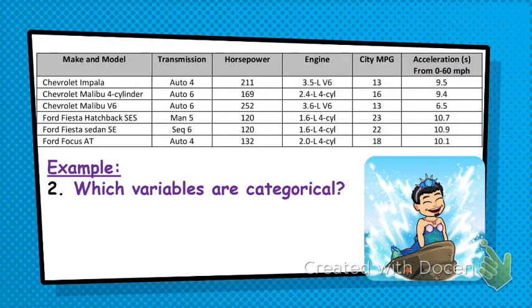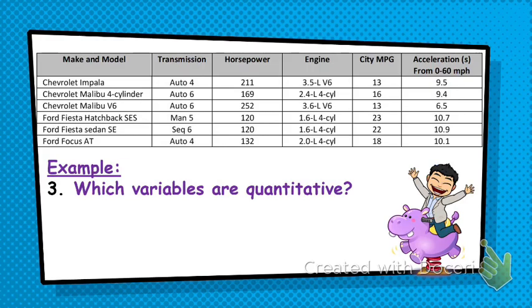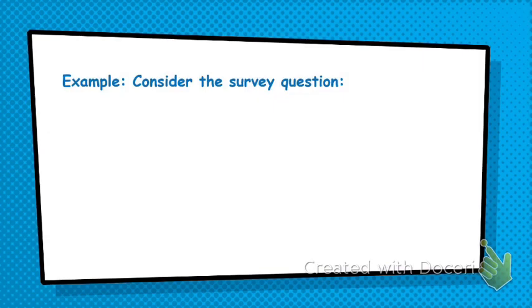Which variables are categorical? Some of them have numbers in them, numerical. Actually, all of the variables have some type of number, but there is the type of engine. So this is an automatic 4-cylinder, automatic 6-cylinder, and so on and so forth. That would be categorical, as well as engine type. Those are specific engine types. The quantitative variables are the things such as the horsepower, the miles per gallon, and the acceleration.